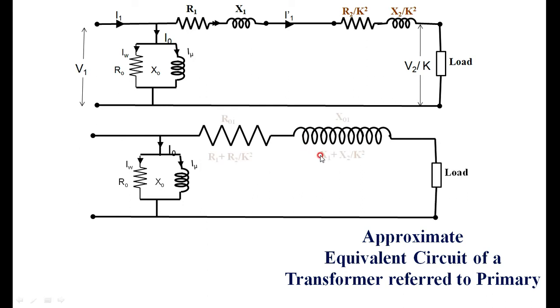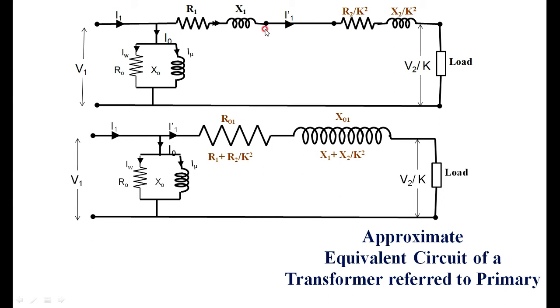Calculations are simple. Here it is V1, and V2 by K is here. It is I1 dash and V2 by K. Now I am making a further assumption. That is why I am calling this an approximate equivalent circuit. What I am drawing here is the approximate equivalent circuit, which makes the circuit as simple as possible for calculation purposes while sacrificing a little bit of accuracy.